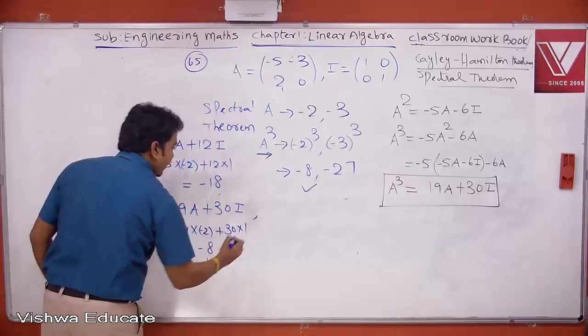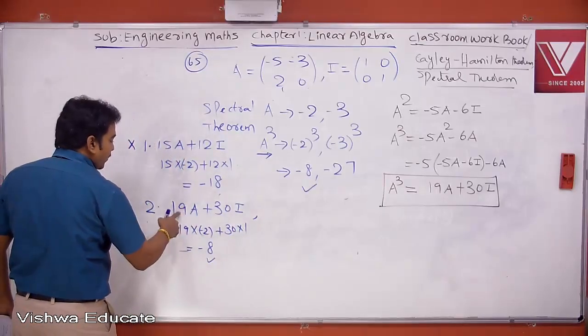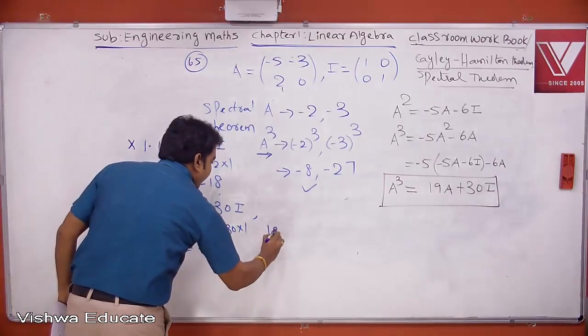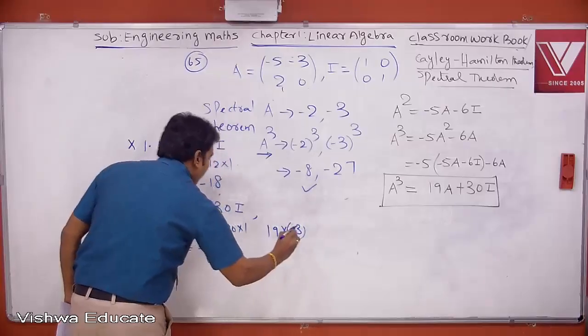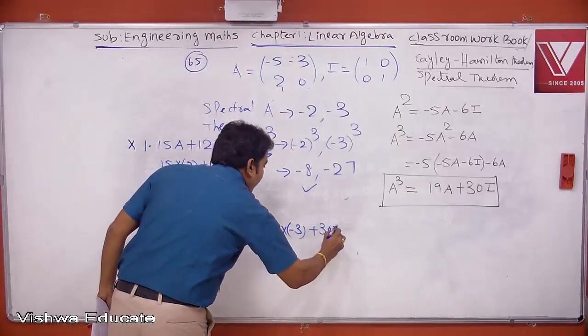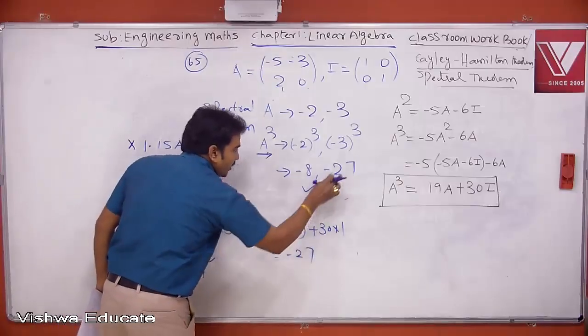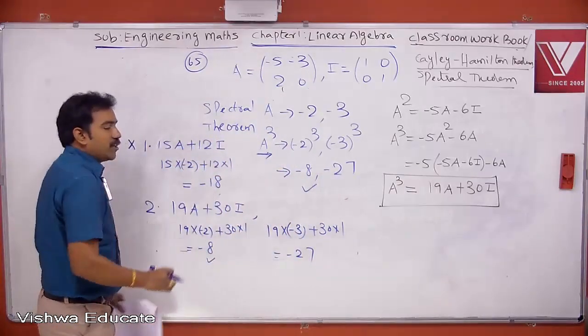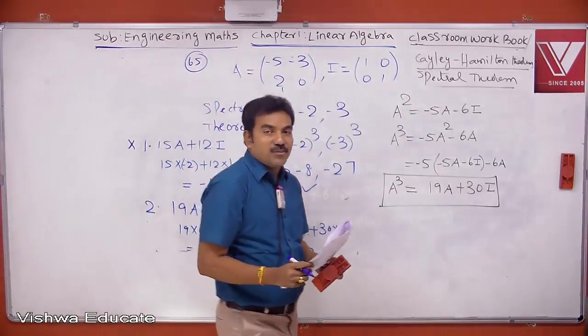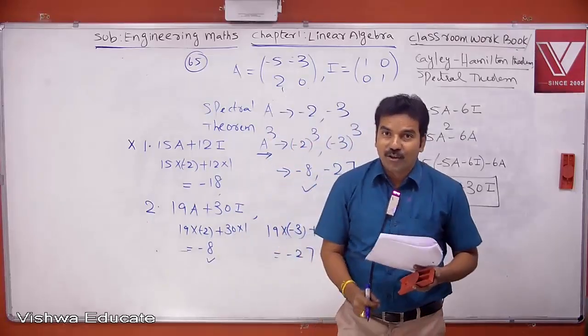So let us find the second eigenvalue. Replace A by the second eigenvalue. So 19 into -3 plus 30 into 1. So this is -27. So -27 is matching with an eigenvalue of A cube. Therefore, it matches with all eigenvalues of A cube.